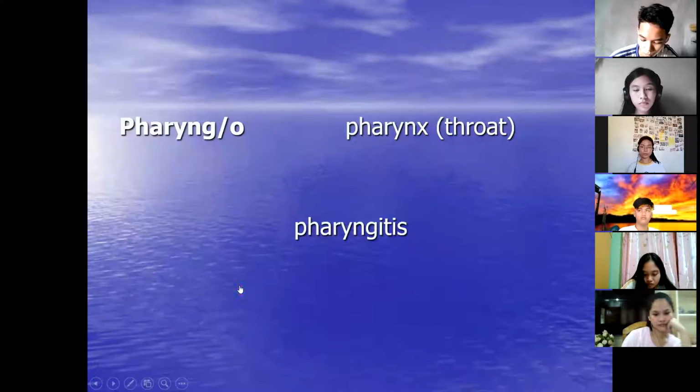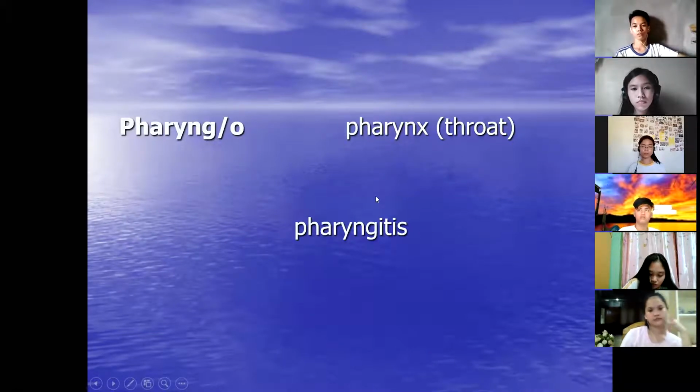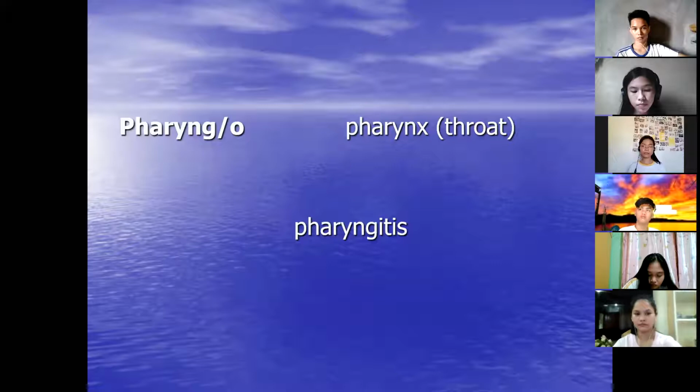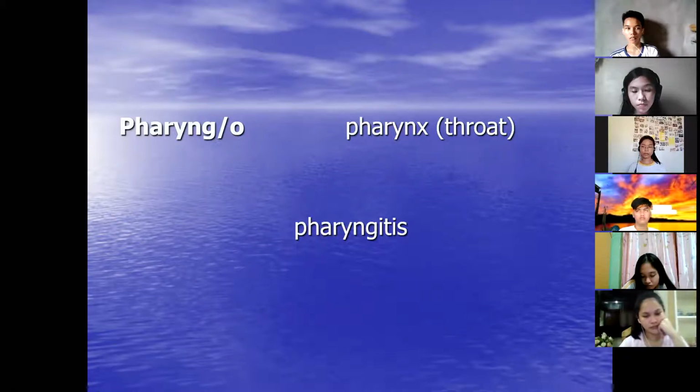Rhinitis is inflammation of your nose. Sinusitis is inflammation of your sinuses in your nasal cavity. Pleuritis is inflammation of the pleural cavity in your lungs. So this suffix itis means inflammation.